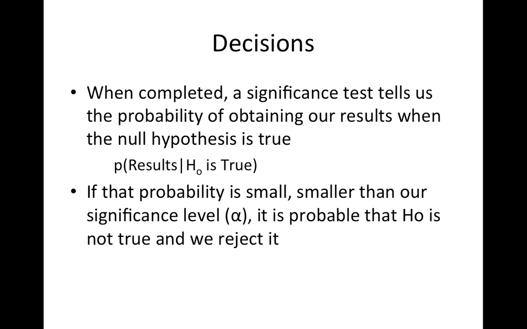When completed, a significance test tells us a certain thing. It tells us the probability of our results if the null hypothesis were true. Now, if that probability is small, smaller than our significance level, usually 0.05, it's probable that the null hypothesis is false. It's not true, and we reject it. Our statistic that we're testing is what I'm calling our results. So the probability of our statistic under the conditions that the null hypothesis is true is our p-value.